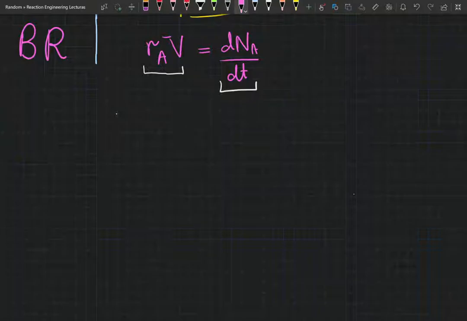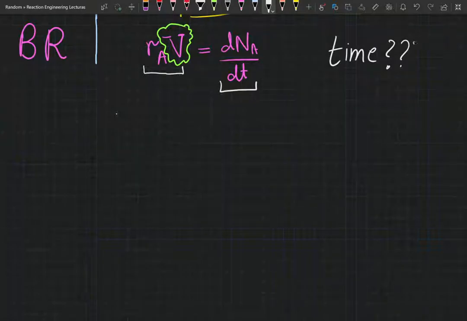Now, in most cases, in most batch reactors, you're not really concerned with the volume. The volume is usually not the concern in a batch reactor. The concern is the time. In batch processes, time is essential. You have to reduce the time of the batch.